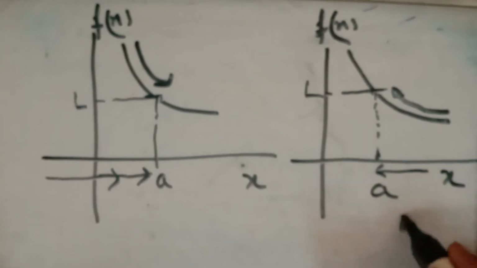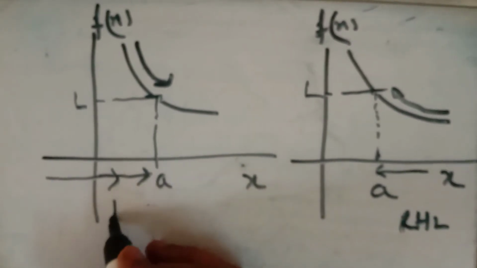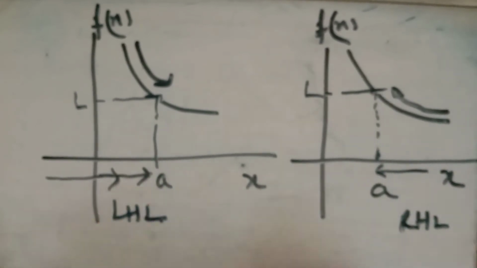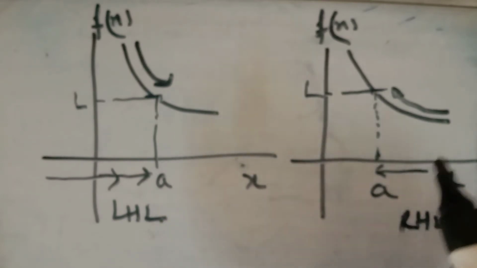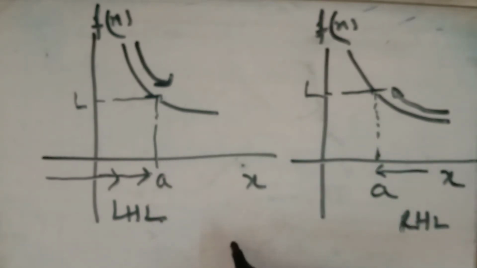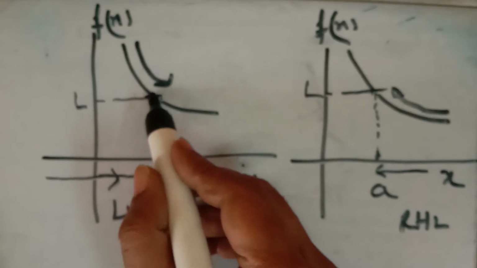This is known as the right hand limit. This is known as the left hand limit. Approaching a from the smaller values of a and approaching a from the greater values of a. And this is the diagram of the function I have taken. Now when x approaches a, this is known as the left hand limit and this is known as the right hand limit, and the value of the function is approaching L.